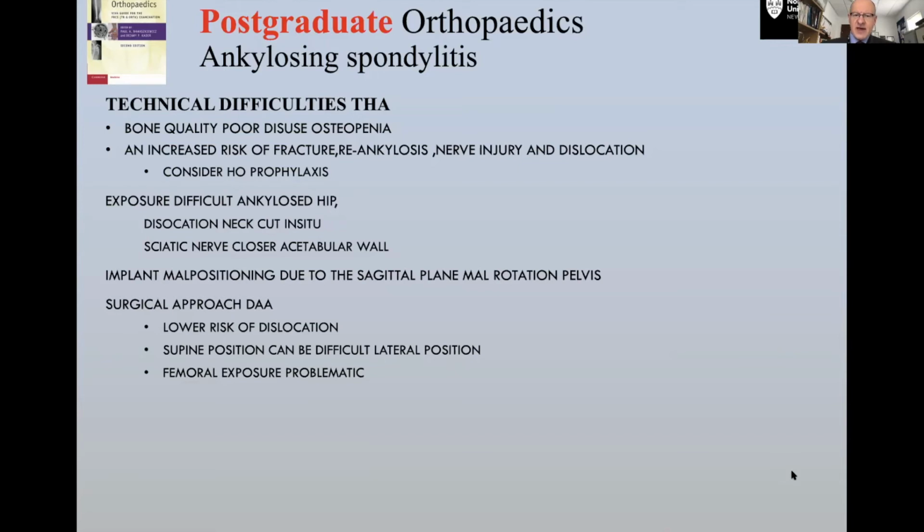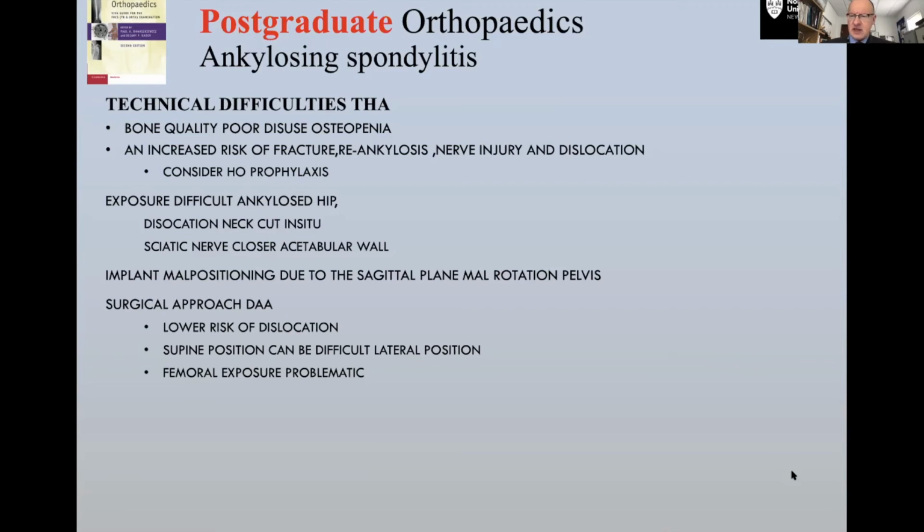The sciatic nerve in the ankylosed hip is closer to the acetabular wall than normal, so there's increased risk of causing iatrogenic sciatic nerve injury. There is increased risk of implant malpositioning due to the sagittal plane malrotation of the pelvis. A couple of papers have been published recently which looked at the direct anterior approach as a good option for ankylosed patients and in reducing the risk of dislocation.